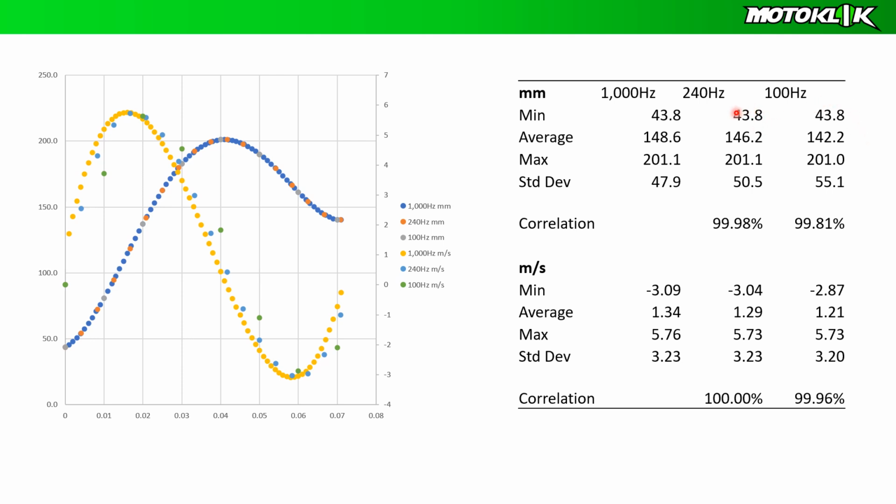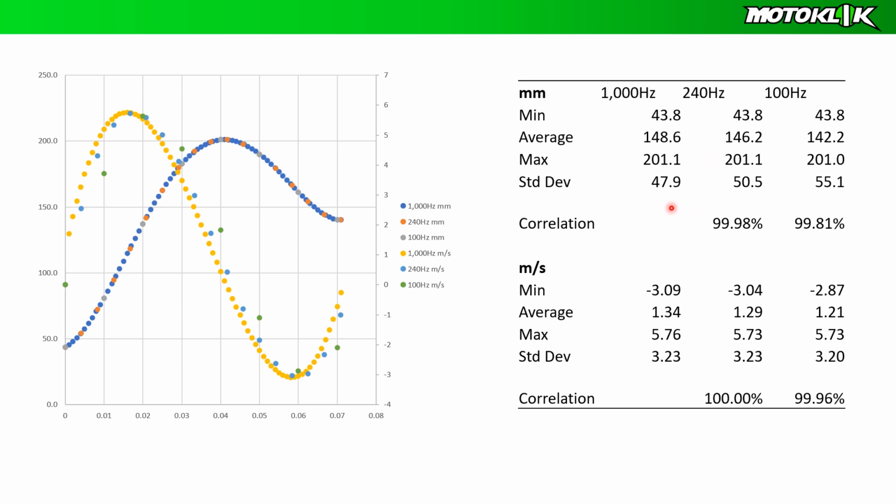And we can see here that there are some differences around the average and the standard deviation between the different sample rates. But how much do these differences actually matter? So you can see here the average went from 148.6 millimeters to 146.2 and so on. And what we can do then is we can perform what's called a correlation.